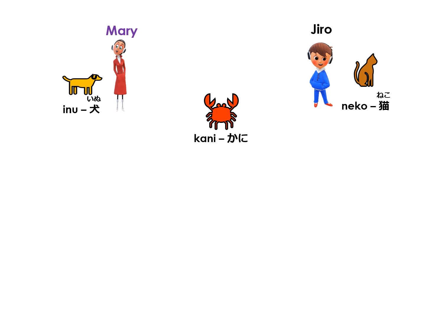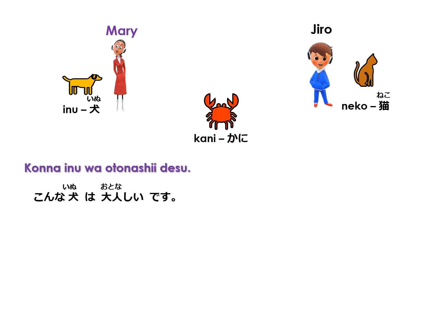Let's take a look at how to use the adjectival pronouns. We have Mary and her pet dog, or inu, and Jiro and his pet cat, or neko. And far from both of them is a crab, or kani. Here are some things Mary could say. Konna inu wa otonashii desu. Konna inu means a dog like this, and otonashi means well-behaved.